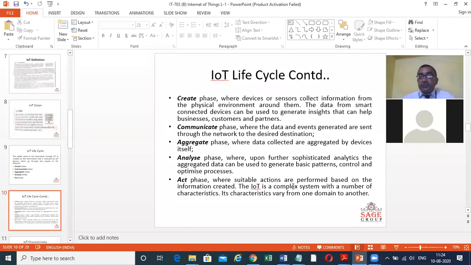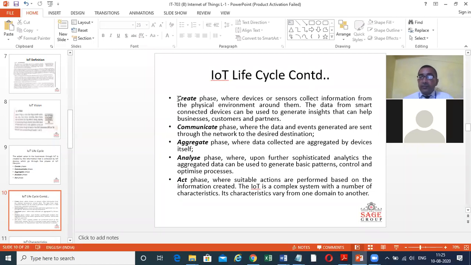Now, what is the create phase? In the create phase, devices or sensors collect information from the physical environment around them. See, you have a mobile. This is the hub of the sensors. There are many sensors inside this. So in the create phase, devices or sensors collect information from the physical environment around them. The data from these smart connected devices can be used to generate insight that can help businesses, customers, and partners.